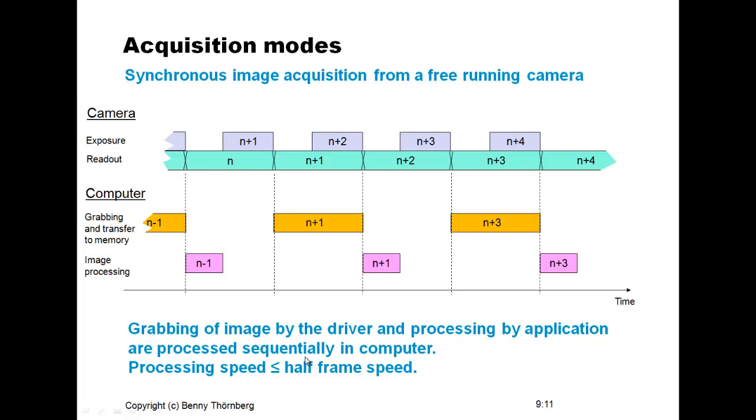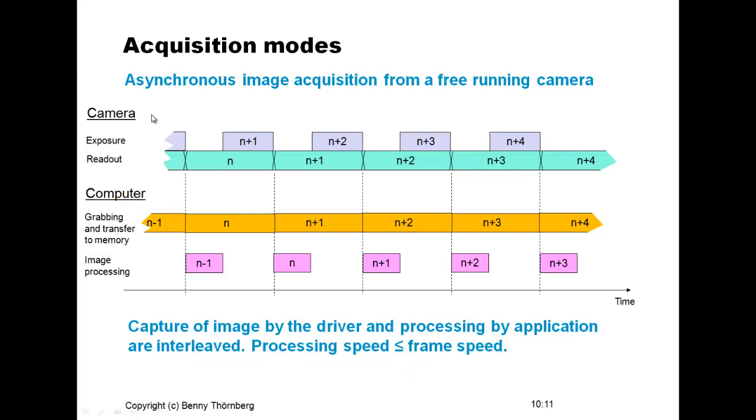We can continue on the next slide. We call it asynchronous image acquisition from a free running camera. And the difference here, from the previous slide, is that in this case the DMA transfer from the grabber hardware to the internal memory of the computer and the actual image processing itself can happen in parallel at the same time.